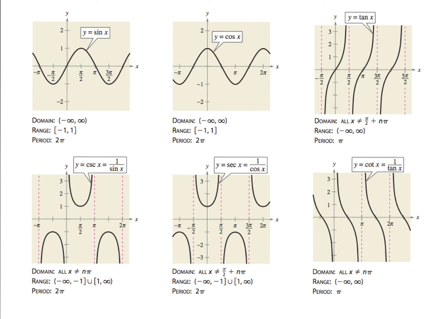Good? All right. Cosine. What's its period? 2 pi. Where's it start? 1. And which way does it start going? Down. We got that? What's the range of cosine? -1 to 1. Awesome.